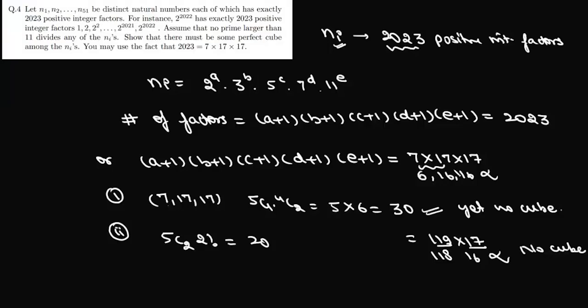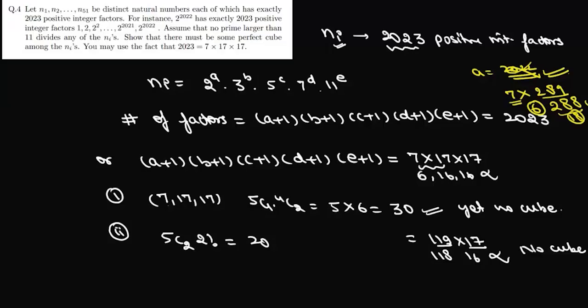Now our cases are done, but still we'll discuss some other possibilities. If we multiply all of them, then it is 2023. Here in this case, this a will be 2022, which is divisible by 3, which is a cube. So we discard this possibility where we multiply all these 3. Another possibility is if we multiply 7 into 17 square. Now 17 square is 289. Now this is 6 and this is 288, which is divisible by 3, and in this case also it will be a cube.